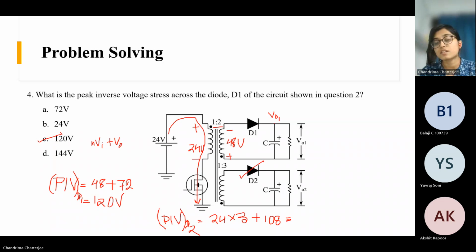Yes, this is 180 volt. So this will be the peak inverse voltage of the D2. If you want to choose a diode, you will have to see what is the peak inverse voltage of that diode, and it should be greater than 180 volt. So you need to take care of these things while choosing the diodes and the switches.